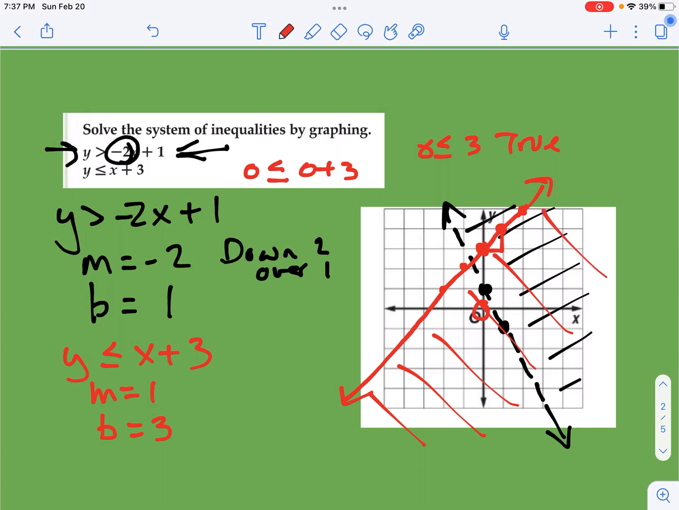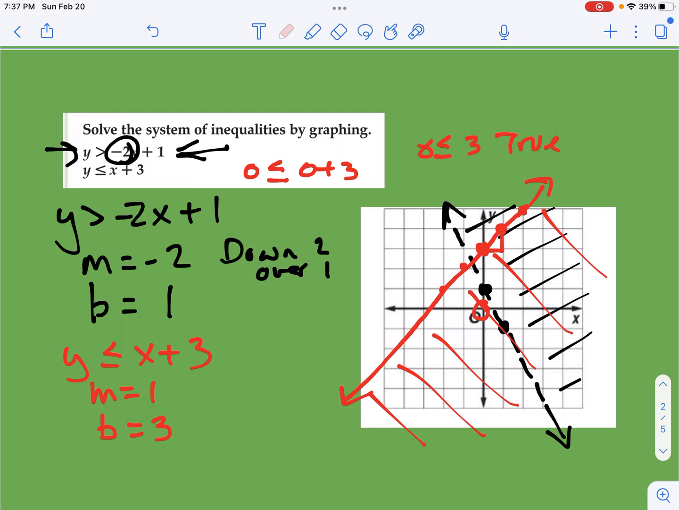Now, the trick to doing this and to making this a completed and finished product is to recognize, okay, it's a system. So if it's a system, what we're looking for is where these have similar solutions. So you look at where you are shading for both of them.